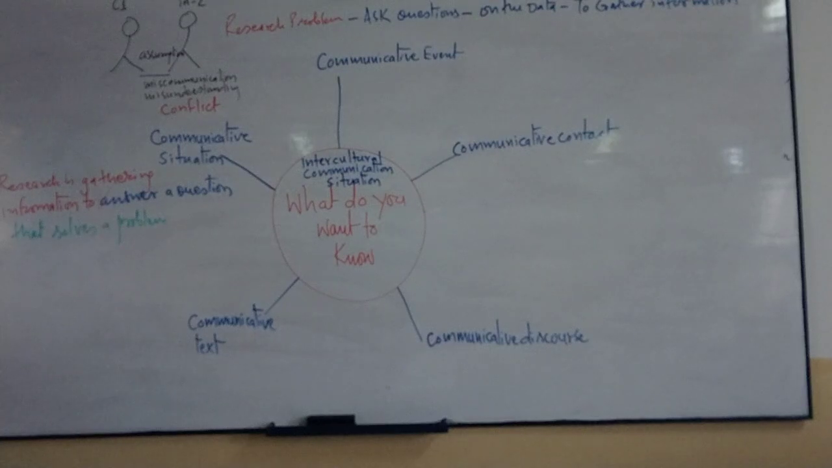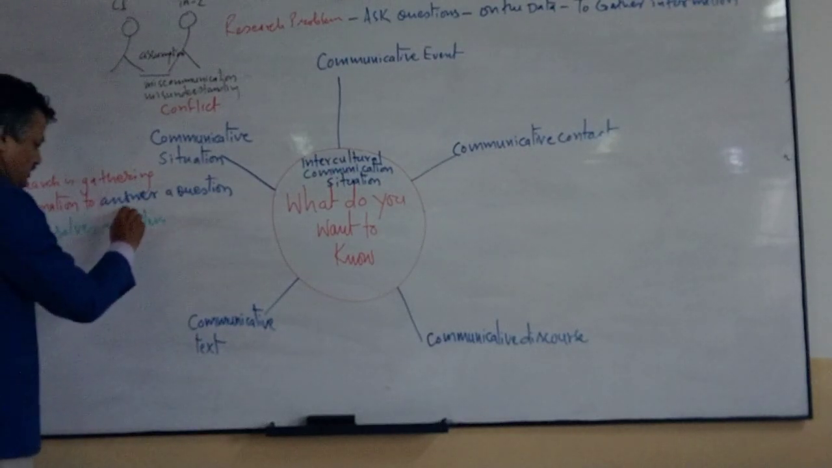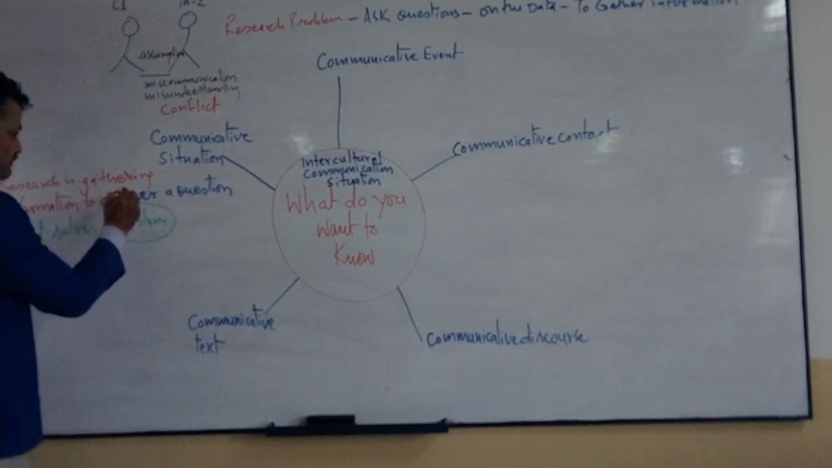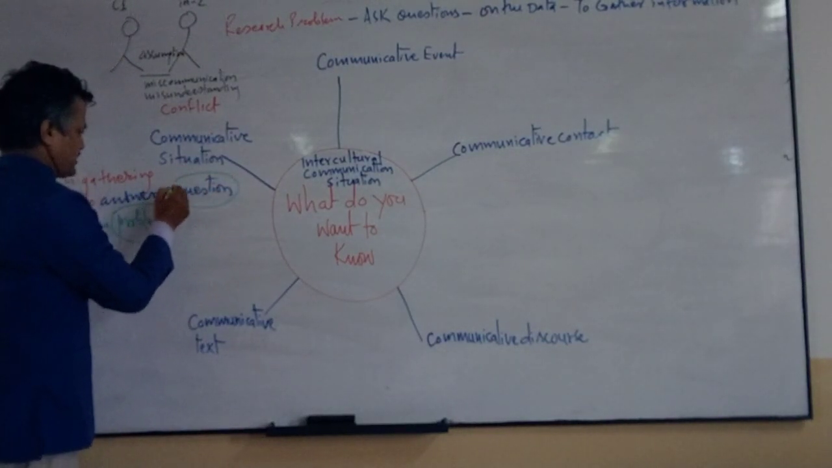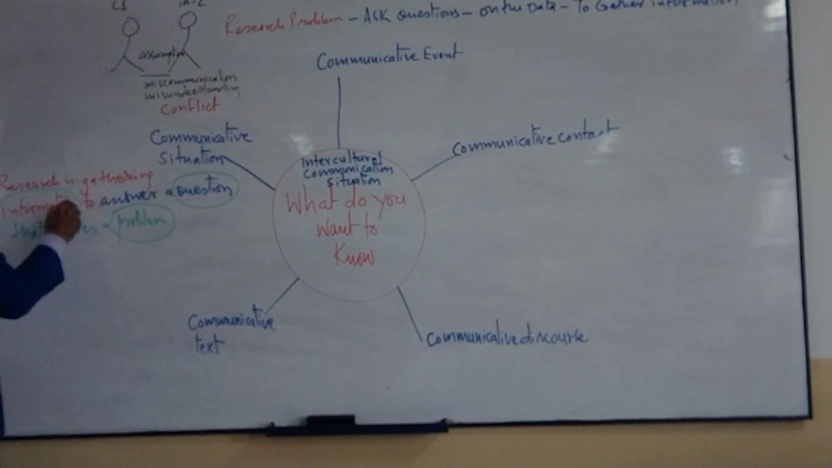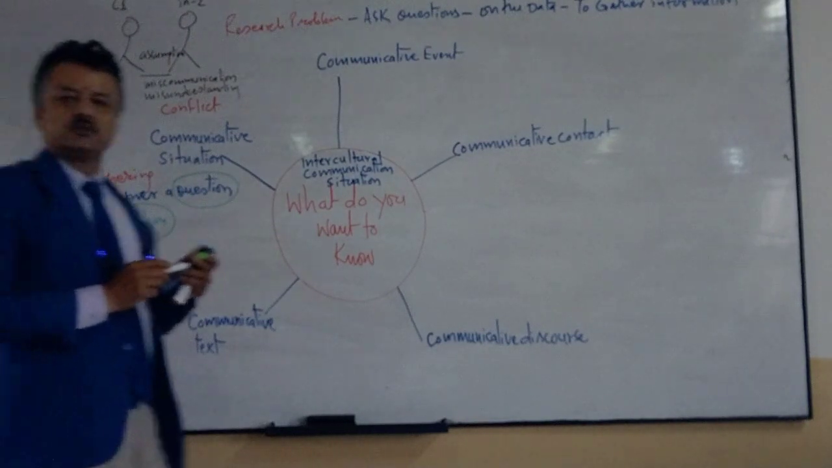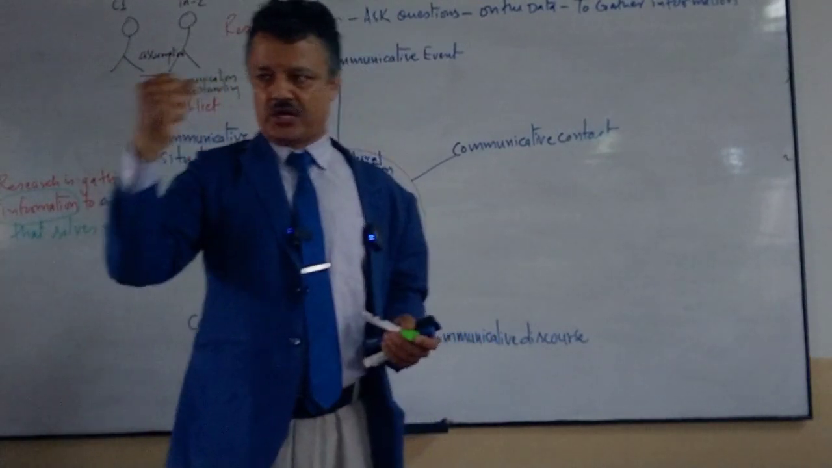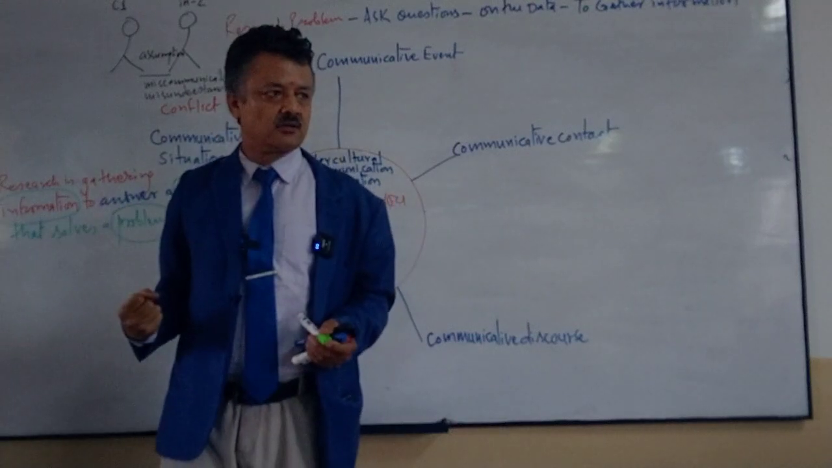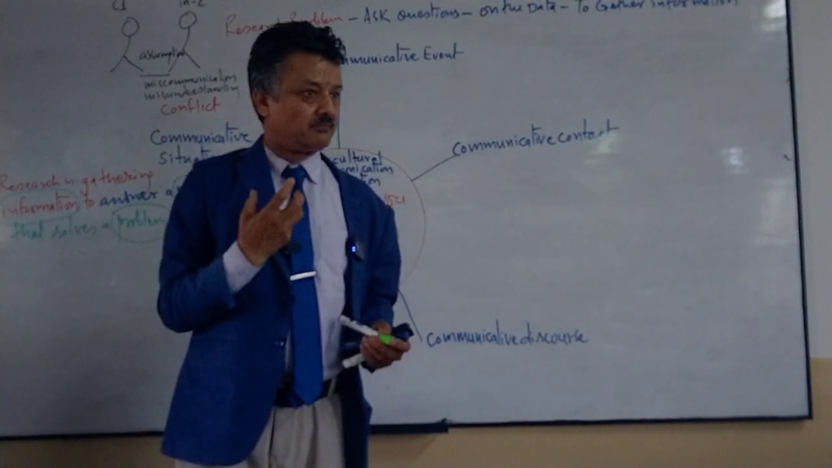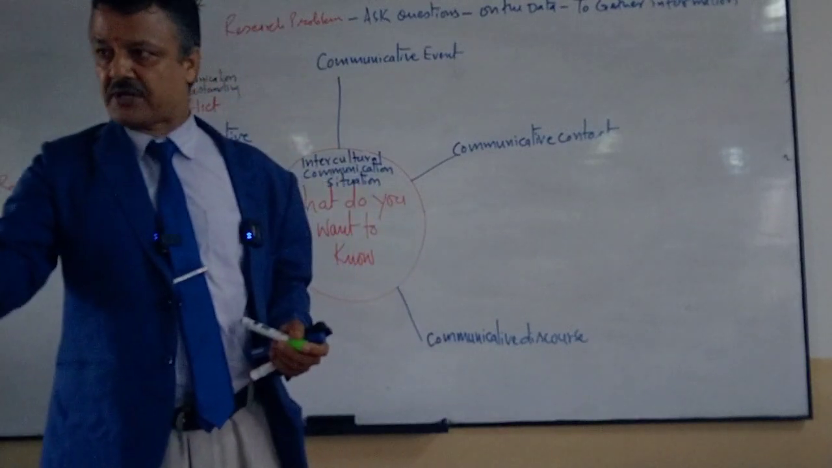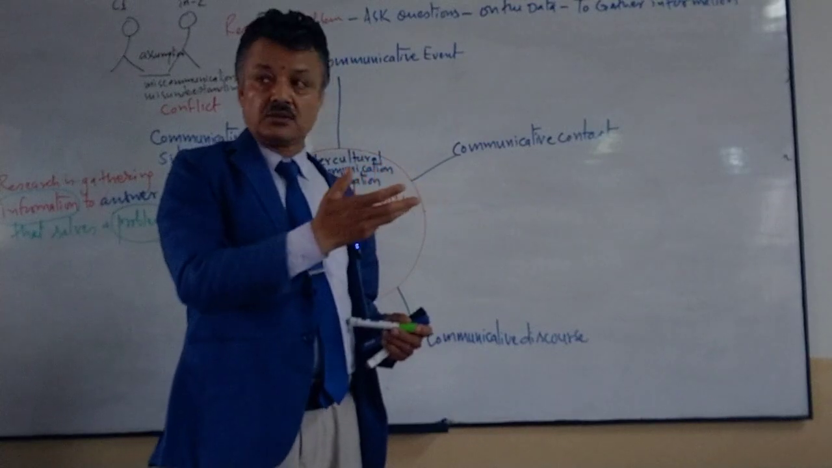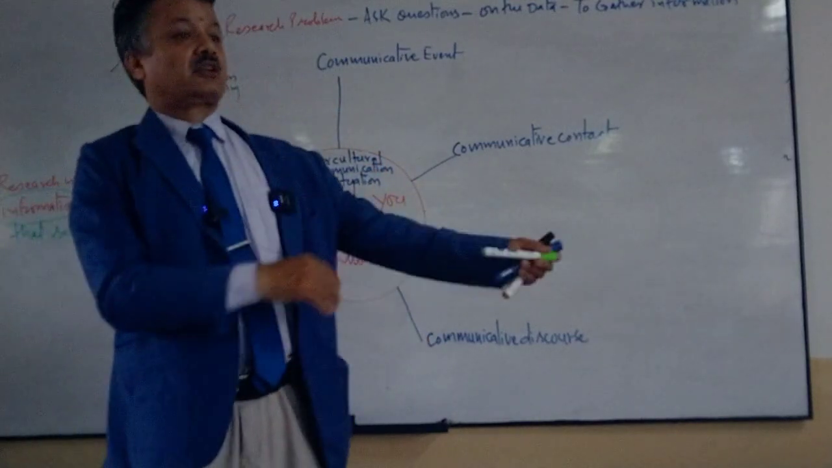So there are three things in research, three dimensions. There is a problem, there are questions, and there is information. These are the three pillars of research: problem, questions, information. First we have a problem, then we ask questions. Then we look for information to answer the questions.